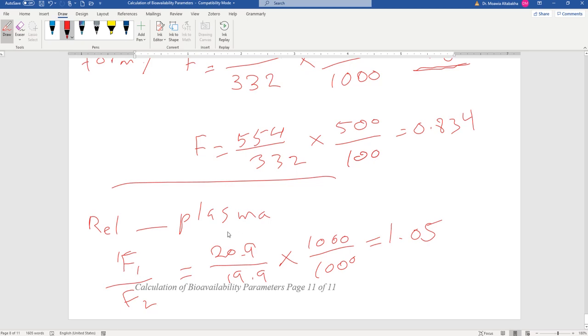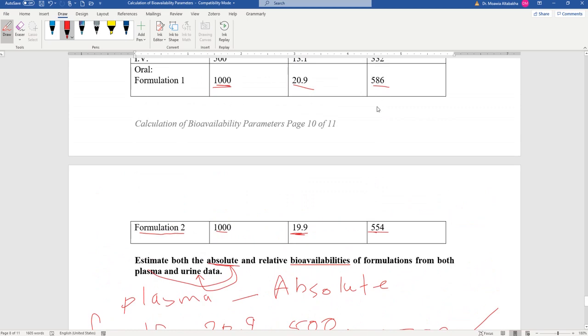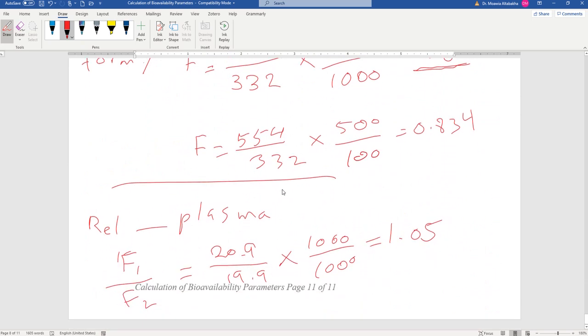When we talk about urine, you do the same thing. You take 586 divided by 554 and you will also get more than 1. So relative bioavailability can be more than 1 or less than 1, while absolute bioavailability can be up to 1. I hope you understood the whole presentation. As usual, if you have any question, please do not hesitate to contact me or ask me during the lecture. Thank you so much.